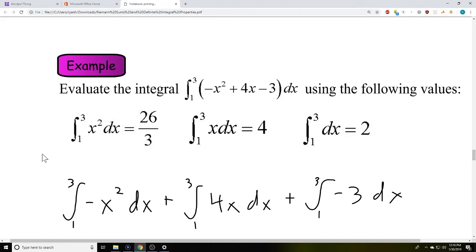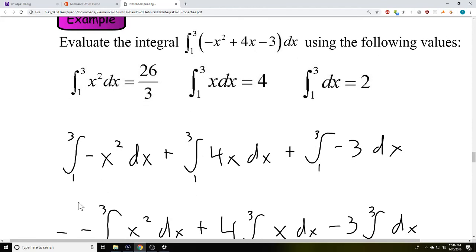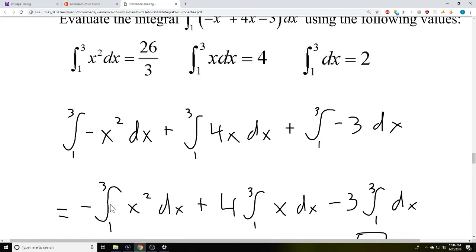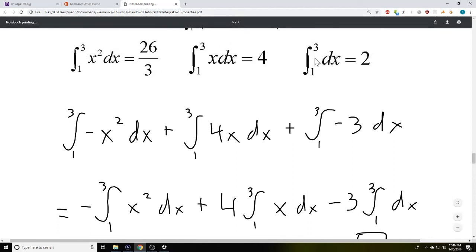All right? And then our next step is that we're going to take all the coefficients and put them out in front. Okay, so the coefficient here is negative 1, so we can put a negative out in front of here. And then our coefficient here is 4. We can put it out in front of here. And then our coefficient here is a negative 3. We're going to take it out in front. And then we have it in terms of our 3 different integrals that we know.